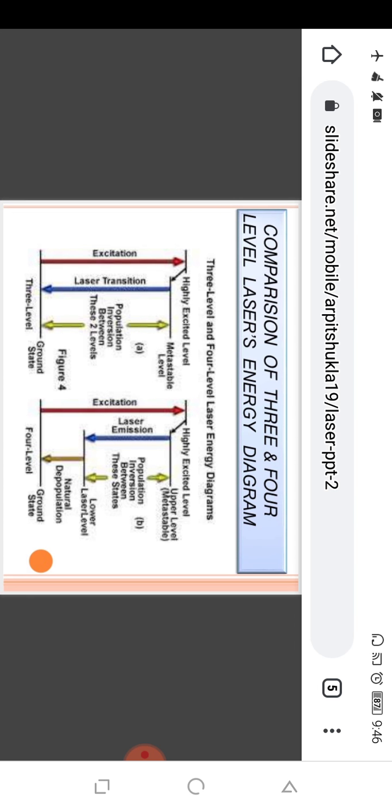And this is the comparison of a 3-level and 4-level energy diagram. In a 3-level energy diagram, the atoms get excited and move to the metastable state. From that metastable state, they come to the ground state, so only 2 levels are involved in the transition. But in a 4-level, they move to the upper level metastable and the lower level metastable, producing 2 different kinds of frequencies according to the requirement.